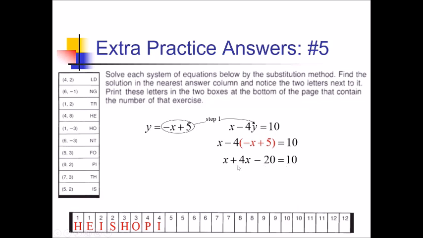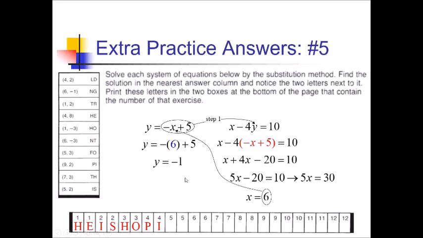Combining like terms, I've got a 5x. And if I add the 20 over there, I end up with 30. So 5x equals 30. That means that x is going to be 30 divided by 5, or 6, which I can now replace the x up here with. So we'll have negative 6 plus 5 equals y. So that's going to be negative 1 for my y value, giving me an overall point of 6, negative 1. And then that looks like, let's see, this answer right here. So n and g go in the 5 spots.